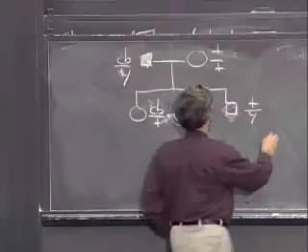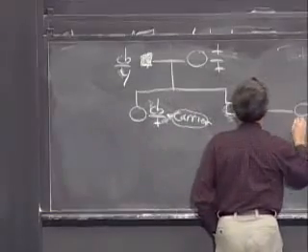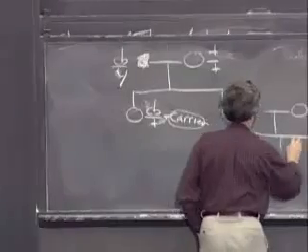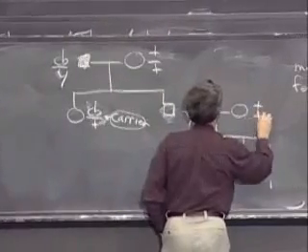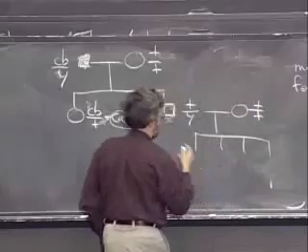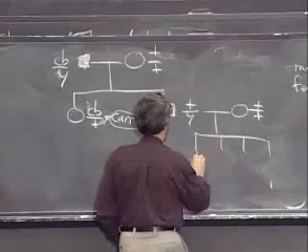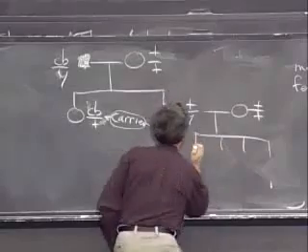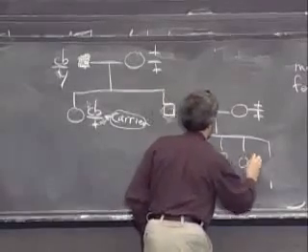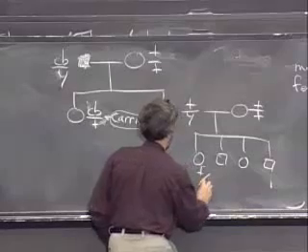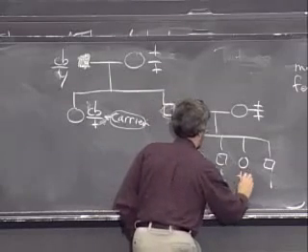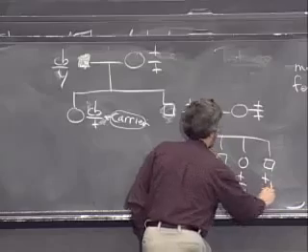So let's say this son then marries a woman who doesn't have any color blindness alleles. So if we have, let's say, a daughter, a son, a daughter, and a son, this is not much happening over on this part of the pedigree.